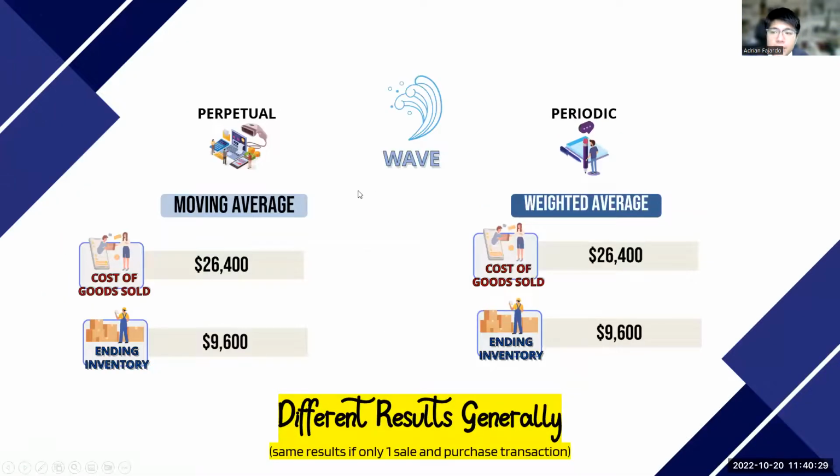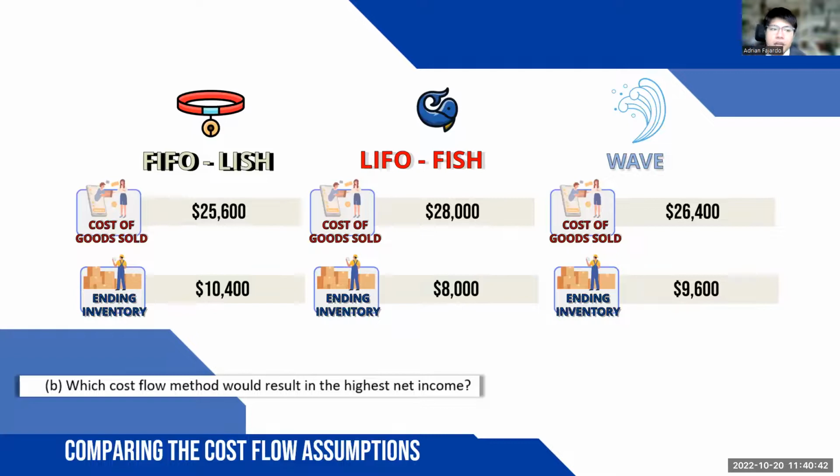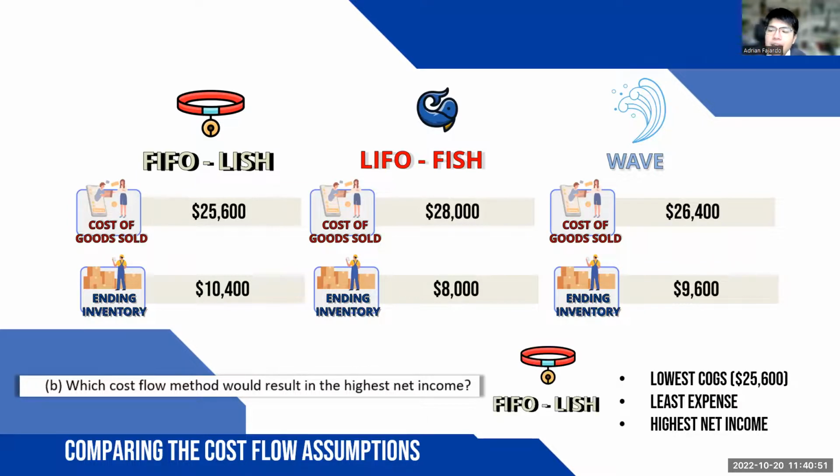So again, same. Perpetual and periodic for this particular item is the same because there's only one sale in one purchase transaction. But generally, they will result in two different approaches. So now, let's answer the other questions. Which cost flow method would result in the highest net income? So ang answer is si FIFO-ish because it has the lowest COGS.